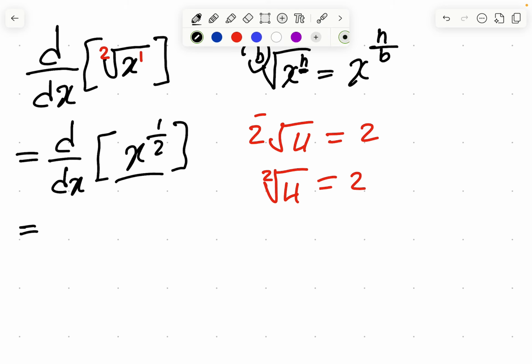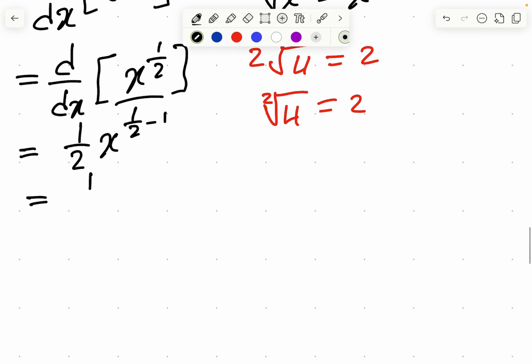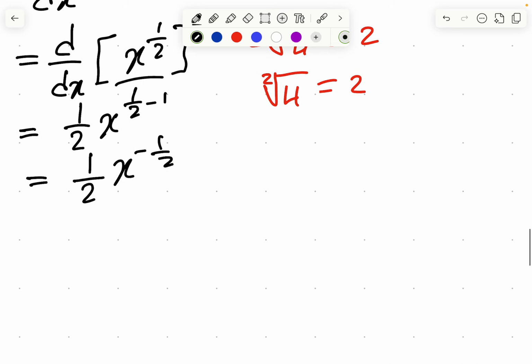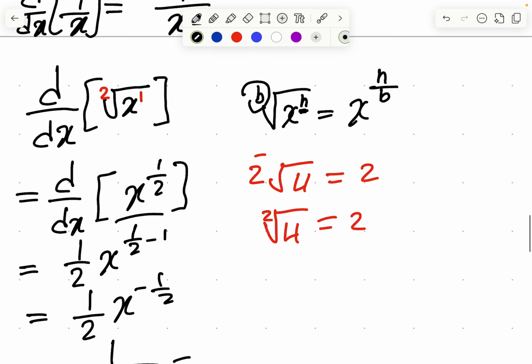Meaning you are going to have 1 over 2 x to the 1 over 2 minus 1. Therefore, you are going to have 1 over 2, then you have x to the minus 1 over 2. Since this thing is a negative exponent, it means it goes in the denominator. I'm going to have 1 over 2 x to the 1 over 2, now positive, and this thing we know is a square root, right? We are reversing. We are moving from here to here.